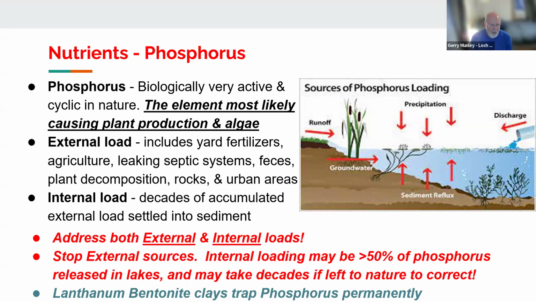One suggestion, not just a suggestion, but one of the positive sources or remediation methods is something called lanthanum bentonite clays. And I was reading through a book that Jim Bland had sent to me earlier this year, and most of the ways of trying to trap phosphorus have weak or non-existent success, whereas lanthanum bentonite clays have been very, very successful in trapping phosphorus into the sediment permanently.